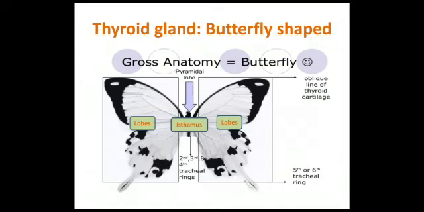The thyroid gland is butterfly in shape. It contains a central part called isthmus, and on either side we have the lobes. The isthmus extends between the second, third, and fourth tracheal rings, while the lobes extend superiorly from the oblique line of thyroid cartilage up to the fifth or sixth tracheal rings.